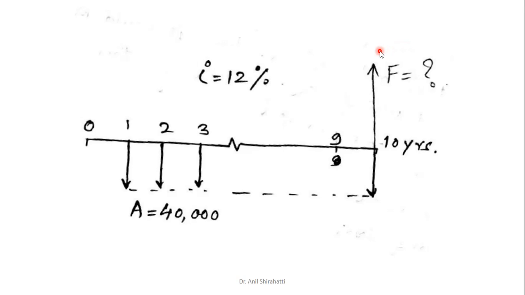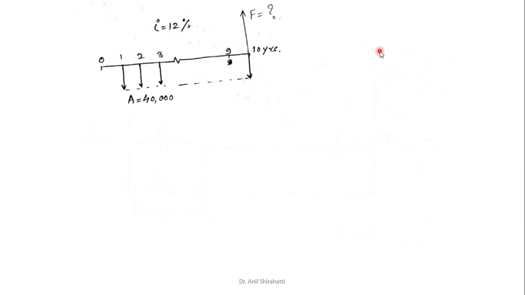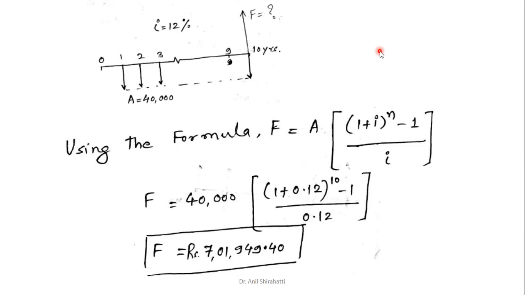Now from our last session, this can be calculated using the formula. So what was the formula? F is equal to A multiplied by (1 plus I) raised to n minus 1, divided by I, where A is nothing but the amount, that is 40,000, constant. What is I? That is 12%. What is the number of years or period? It is 10 years.